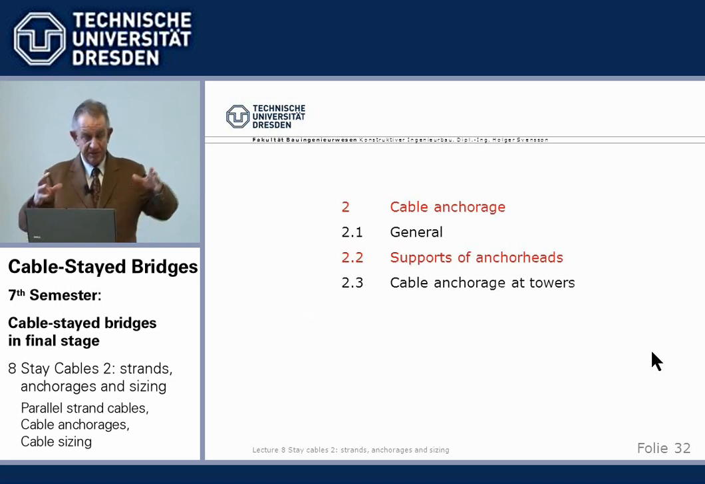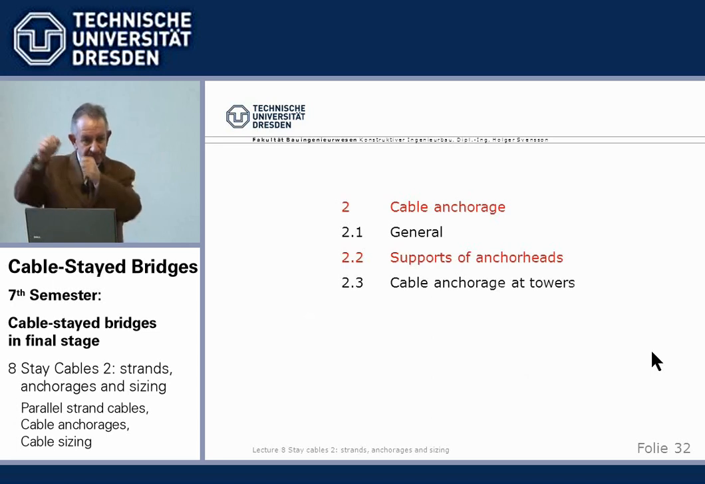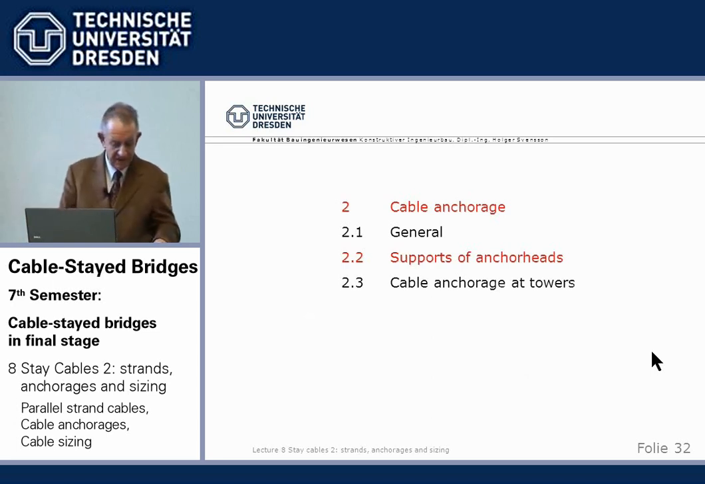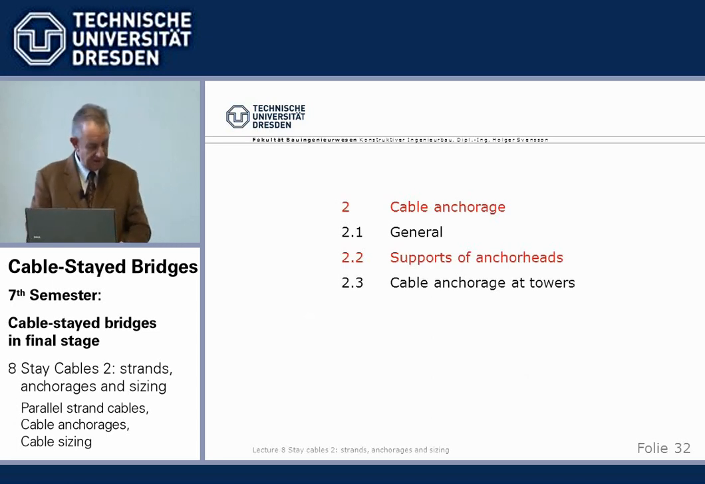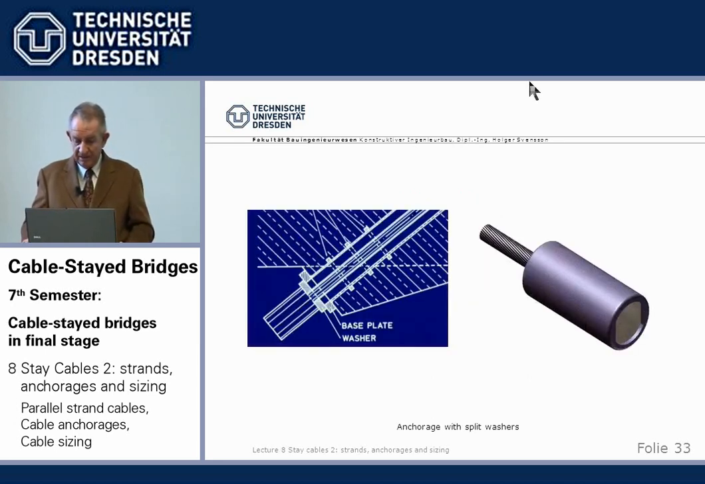Now, this was basically the anchorage of the stay cables to tower and beam, so to say, overall. Now, how do we prevent the anchor head from slipping through? I want to go into some detail. There we have to look into the different types of anchor head shapes.